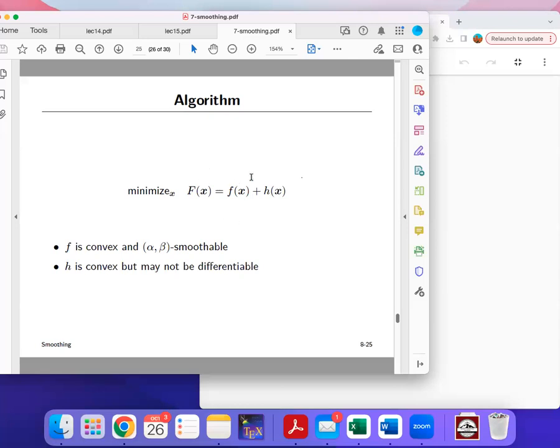There we have a smooth objective function f. So here f is non-smooth, but it is alpha beta smoothable. So we can consider replacing this f by its smooth approximation. Once we do that, this part will become a smooth function. And then we are looking at a smooth plus non-smooth optimization. So we can do proximal gradient descent.